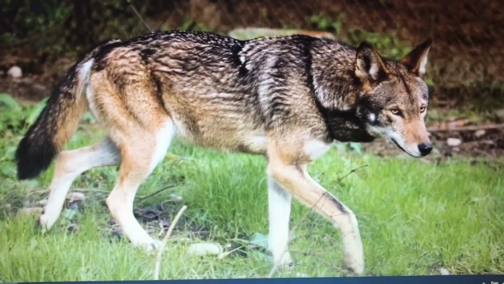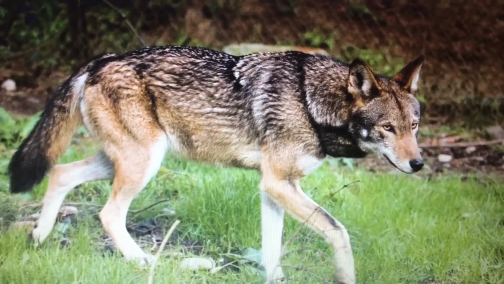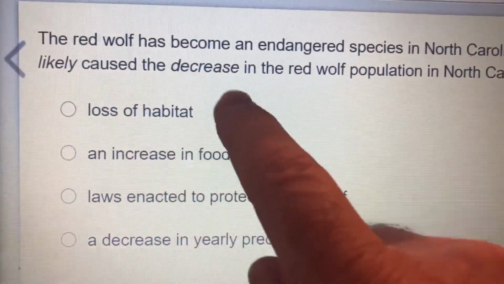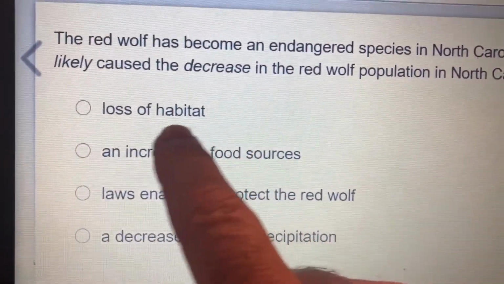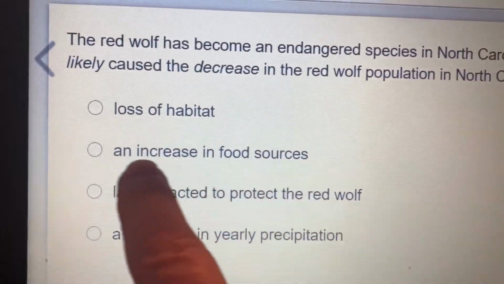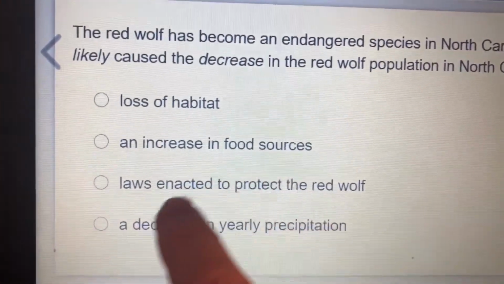And now we're thinking, making sense. Why would the red wolves be endangered? What happened there? So that's the question. What might have happened? So look at this beautiful animal. So what caused them to become endangered? Let's look at our choices. Let's see. Loss of habitat. So they might have lost their home. An increase in food sources. Well, if the food increased, there is no reason why they should have disappeared.